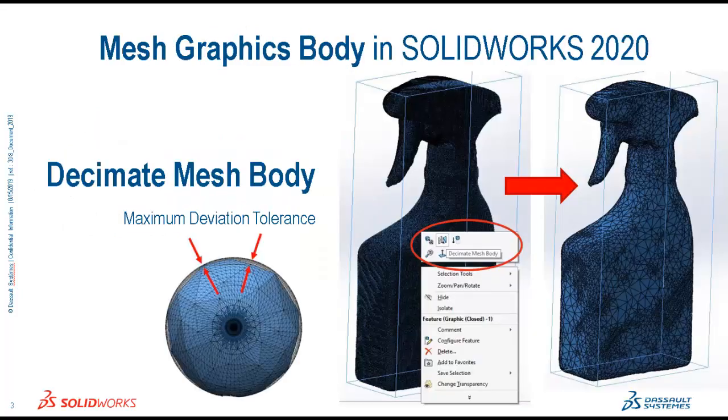The first enhancement I am introducing is the new Decimate Mesh Body feature. When importing mesh files from 3D scanners, there are often thousands of facets that may be unnecessary for the required accuracy. Decimate Mesh Body is used in order to improve speed and performance while maintaining the size and dimensions of the original mesh. This can be done to a specified tolerance.